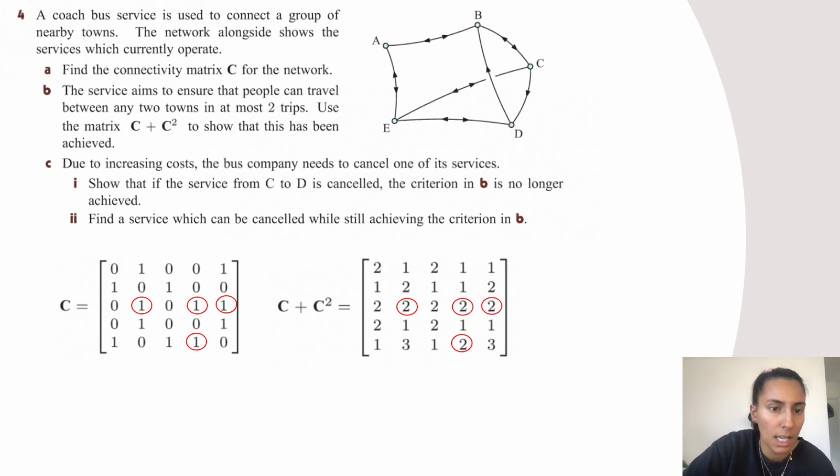So I can see here that my 1 increased to a 2 here, my 1 increased to a 2 here, my 1 increased to a 2 here, and my 1 increased to a 2 here. So I'm looking for an element that has increased from A to B. Of these 4 possibilities, in this part here we did C to D, which is this one here, and we know that that one doesn't work, so that's not going to be an option.